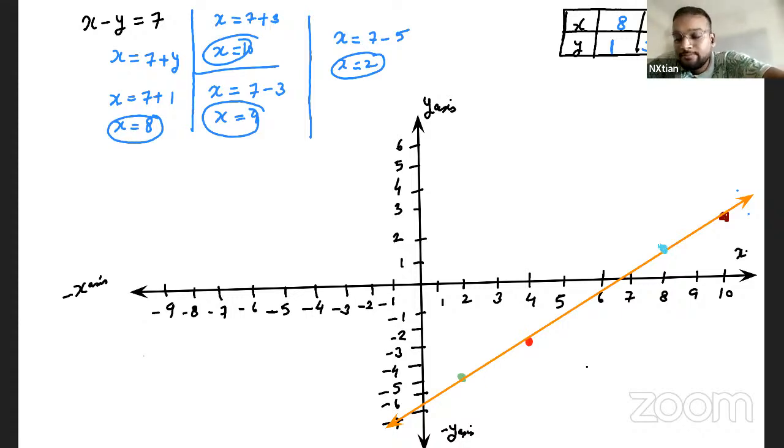So now the graph. Got it, guys? And you have to write the equation also, which equation you are taking. Like the equation is x minus y is equal to 7. Quickly do it, quickly.